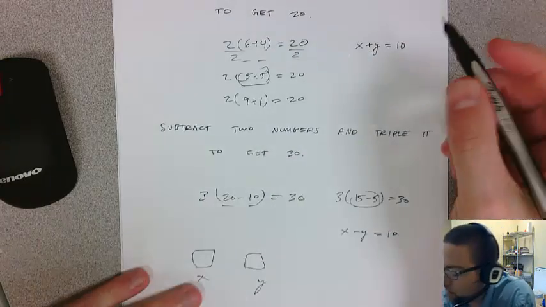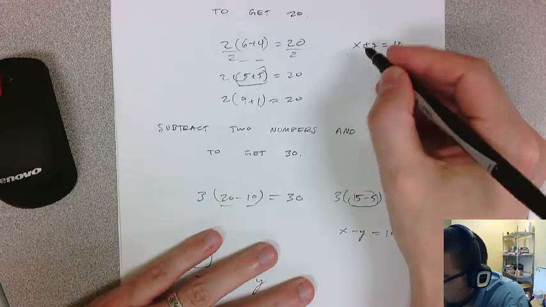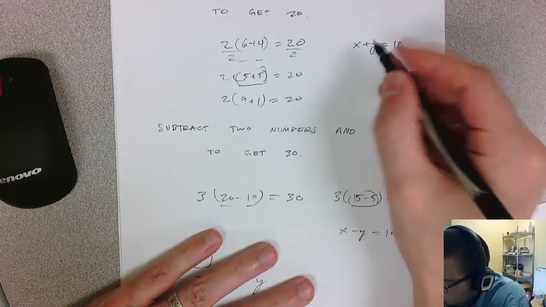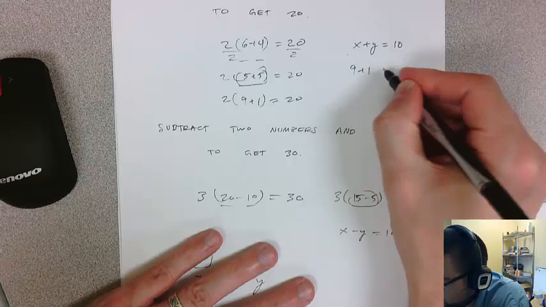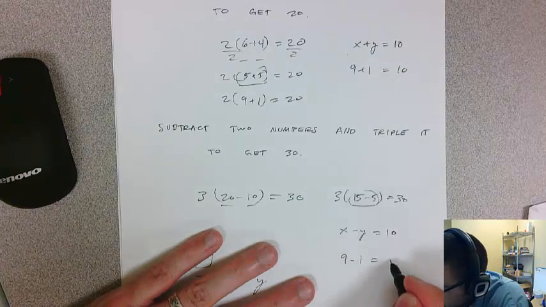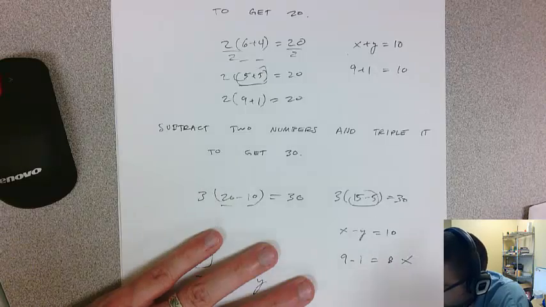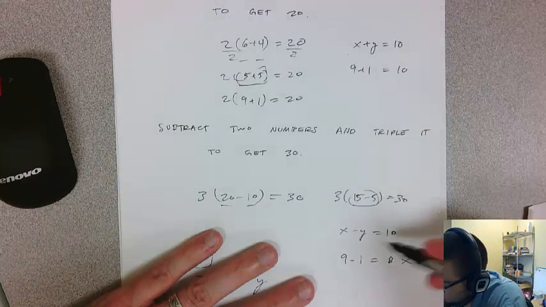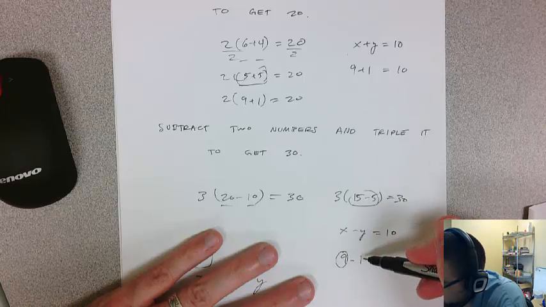Well, I can make a guess and see how far apart I am. So how about 9 plus 1 is 10? And then 9 minus 1 is 8. So that did not work. So this number needs to get bigger, or this number needs to get smaller, right?